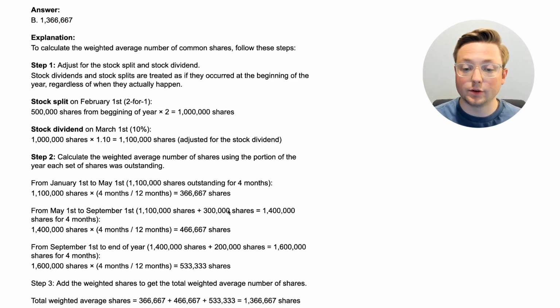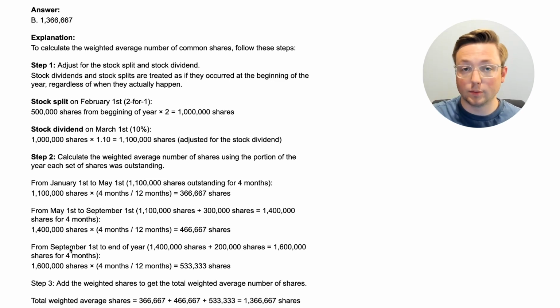Then we add 300,000 shares. And for 4 months, that is the new total. So from May to September, so May, June, July, August, that's 4 months. That gives us 1 million. And again, this is based off of adding in the new shares. So 1,400,000 shares for 4 months. So we multiply it by 4 out of 12. That gives us 466,667 shares.